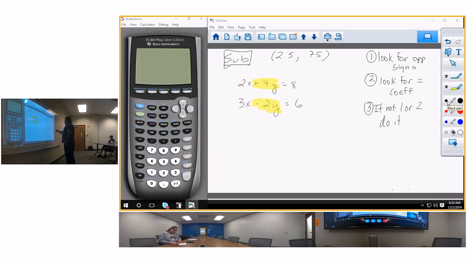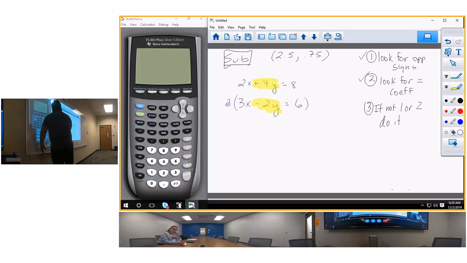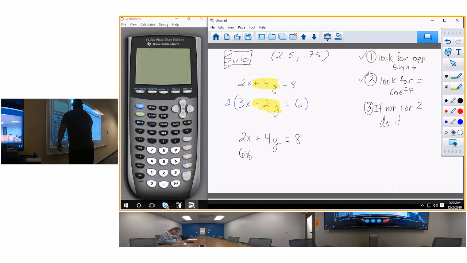So, I've got this, now I've got to get this, because the 4 and the 2 are not equal. Now, if they were equal, you wouldn't have to do anything. You just add them. But I'm going to multiply this by a 2. And now I'm going to rewrite the first one. 2x plus 4y is equal to 8. 2 times 3 is 6x. What's 2 times negative 2? Negative 4.